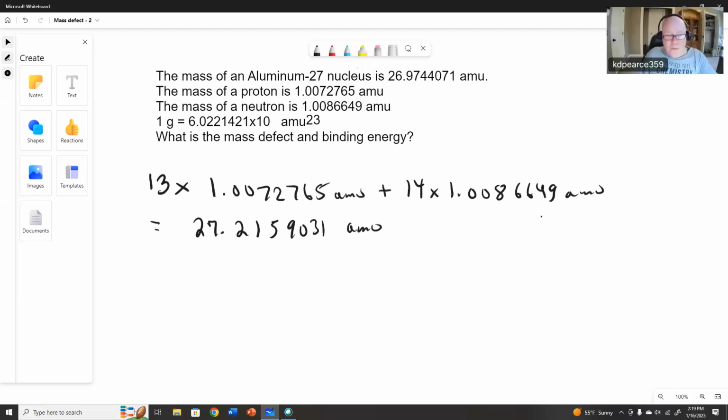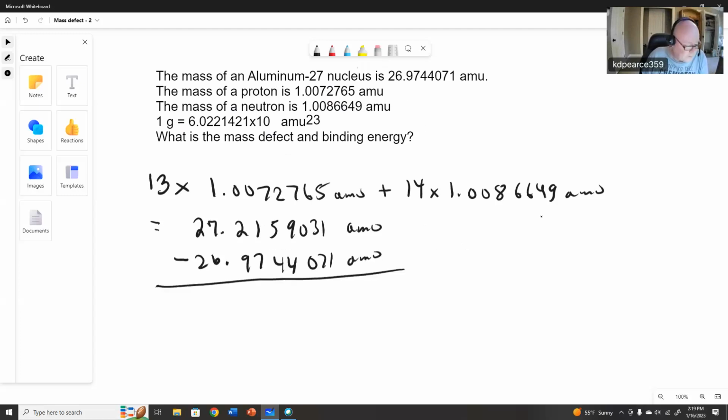And so now we have to subtract off the actual measured mass, which is 26.9744071 AMUs. And that gives us a mass defect in AMUs of 0.2414960 AMUs. That's my mass defect.